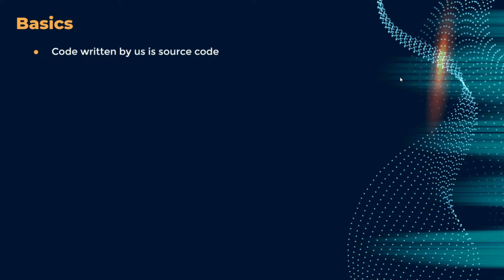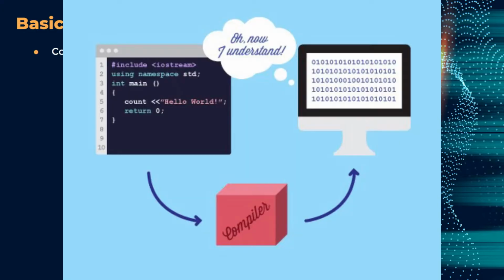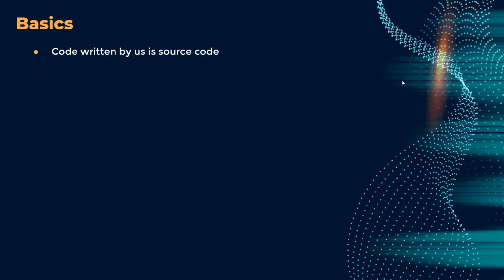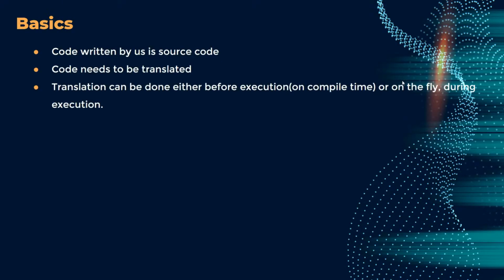The source code which we write is not understandable by the computer. Computer only understands binary language, that is 0101. The instructions which we give to the computer through our source code need to be first translated into a computer understandable language in order for the computer to execute them. Translation can be performed either before the execution, that is on compile time, or on the fly during the execution, meaning while the computer is executing our instructions.